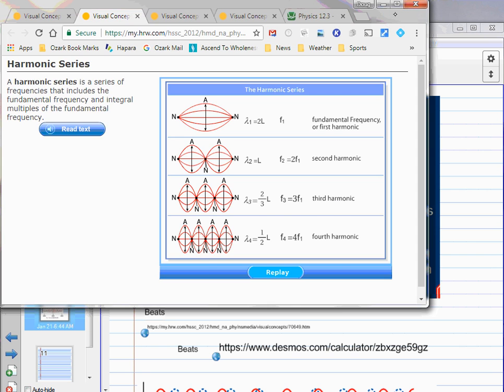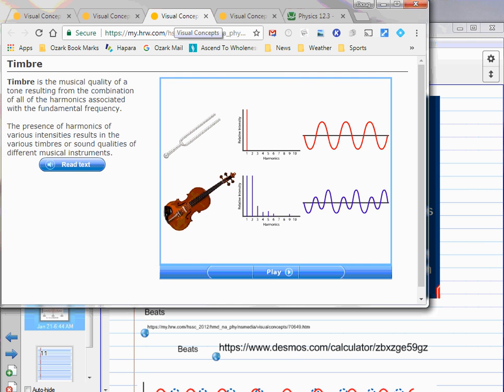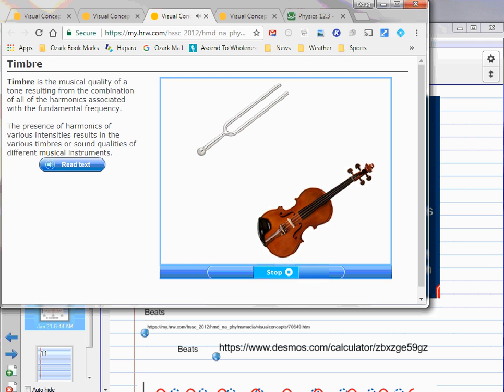There is, let me make sure I didn't miss something up here. Timbre, I did miss something up here. Let's look at the timbre. Oh, I forgot to turn my volume up after I turned my volume down. So let me turn my volume up and try it again.